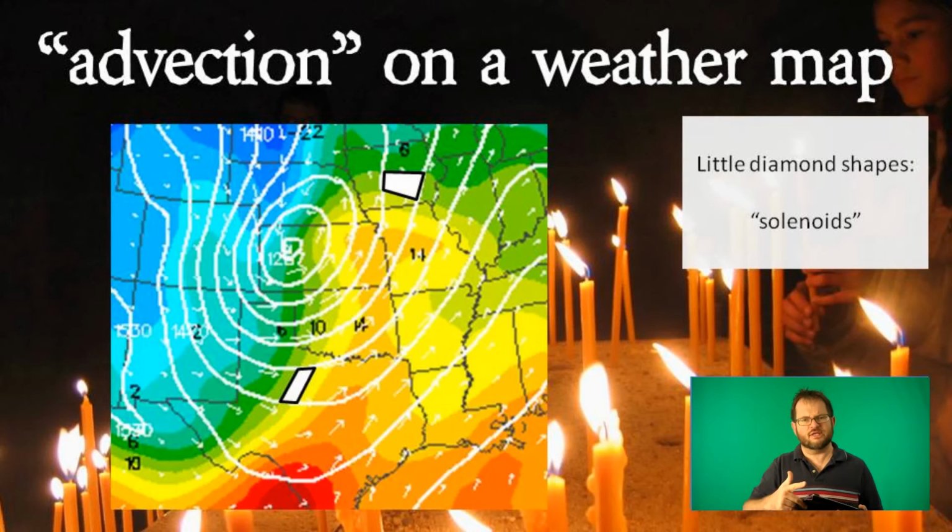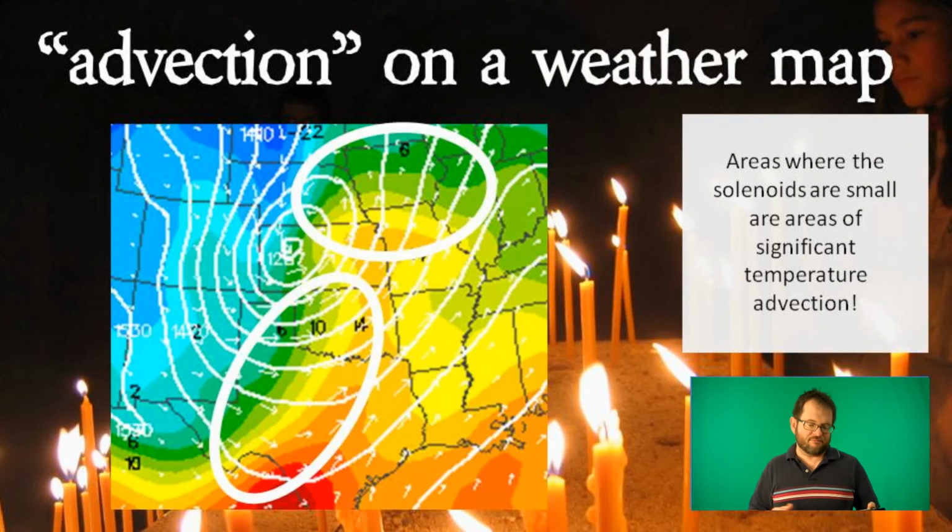The smaller those little diamonds are, the smaller those little solenoids are, the more temperature advection in this case is going on. So as long as we see some pretty small little diamond shapes on these contour maps, that is an area where temperature advection is happening. In this case, I see that there are basically two big areas of temperature advection.